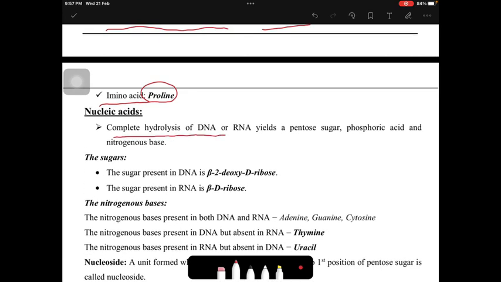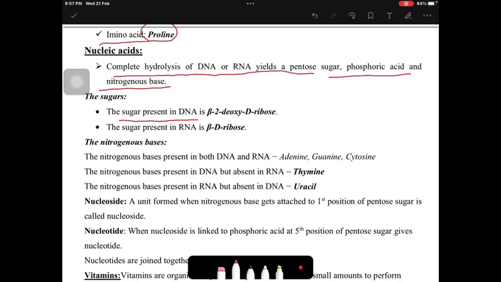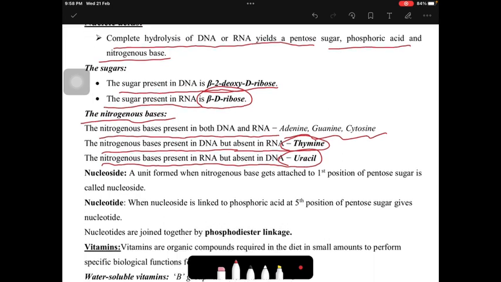Nucleic acid. Complete hydrolysis of DNA or RNA yields pentose sugar, phosphoric acid, and nitrogen base. The sugar present in DNA is beta 2-deoxy D-ribose. The sugar present in RNA is beta D-ribose. The nitrogenous bases present in both DNA and RNA are adenine, guanine, and cytosine. The base present in DNA but absent in RNA is thymine. The base present in RNA but absent in DNA is uracil.